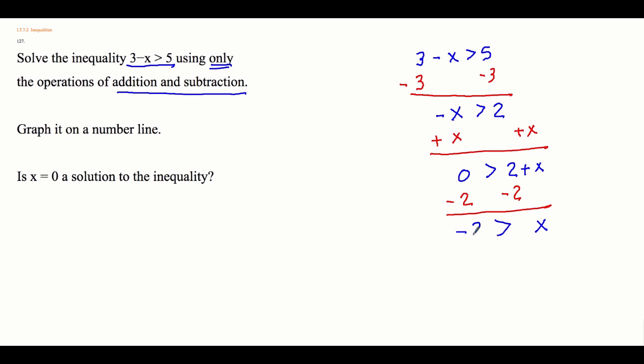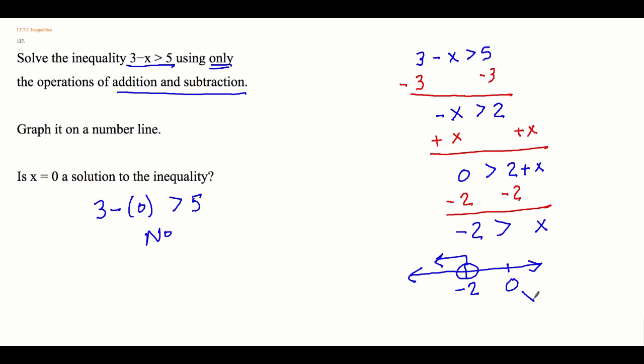We go to graph this on a number line. Make sure that you get your directions correct. Of course, negative 2 is what it is. It's an open circle. It's not included. It goes to the left because the x is less than. Now let's check out 0. Does 0 work in our equation? Negative 3 minus 0 is not greater than 5, and it doesn't work on our graph either.